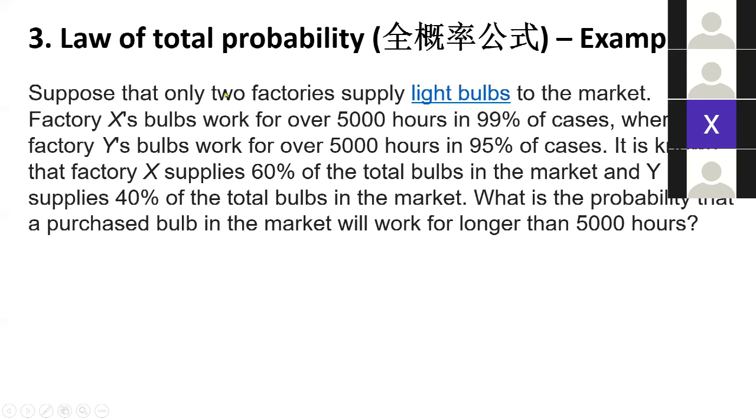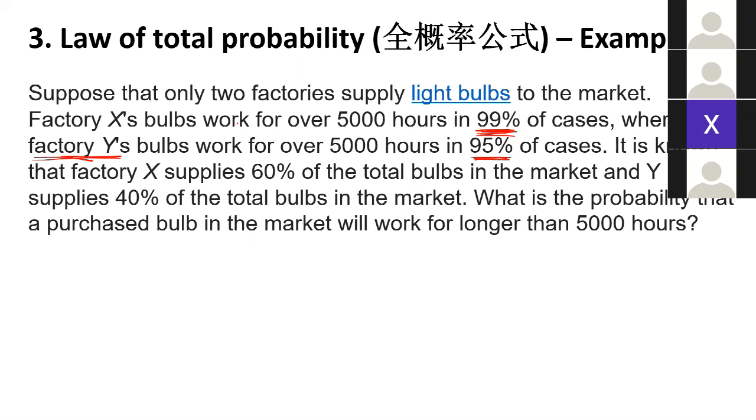So how do we approach this problem? Okay, so if we have a randomly selected bulb, if the bulb is all from factory X, what is the probability that it will work for longer than 5,000 hours? In that case, it must be 99%, right? Because if all the bulbs are from factory X, then all the bulbs have a 99% probability that they can work for over 5,000 hours, right? Otherwise, suppose all the bulbs are from factory Y. In that case, the probability that this bulb will work for longer than 5,000 hours must be 95%, right?